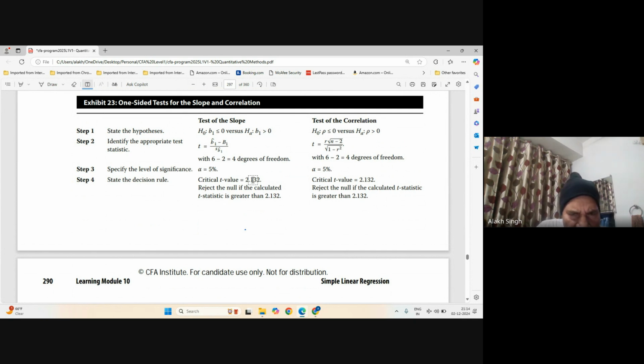Critical value of t is now 2.13. Why is it 2 point more than 4? Oh no, it is a critical value of t, because it is one-sided, so it will not be 2.77. It will be only 2.132 for 4 degrees of freedom. For 5 degrees of freedom, it will be different. So this is a critical value.